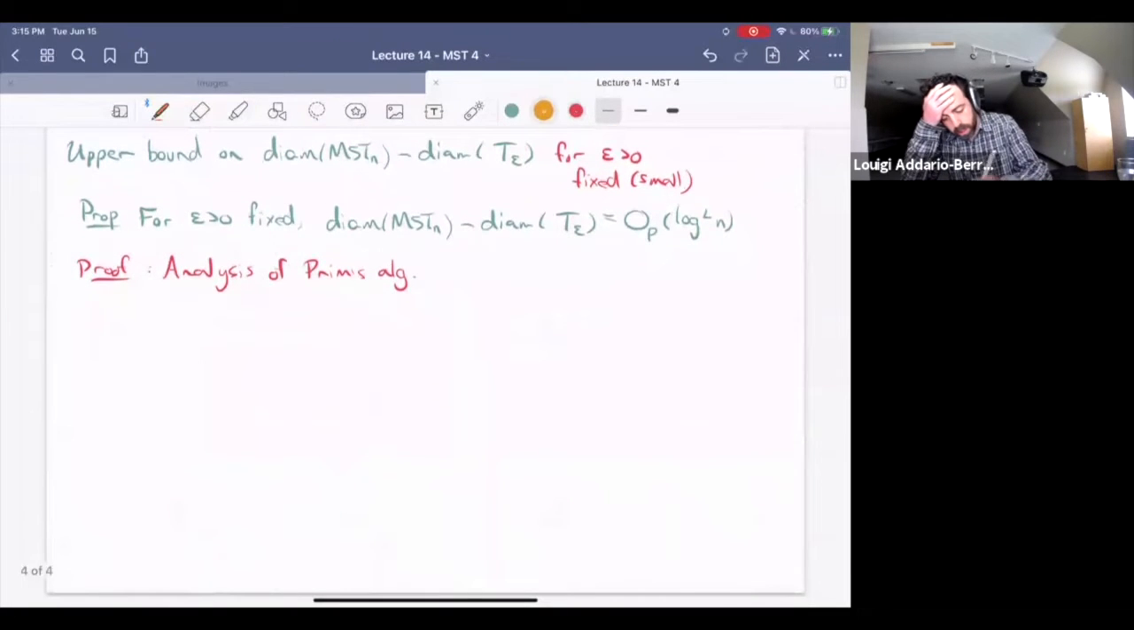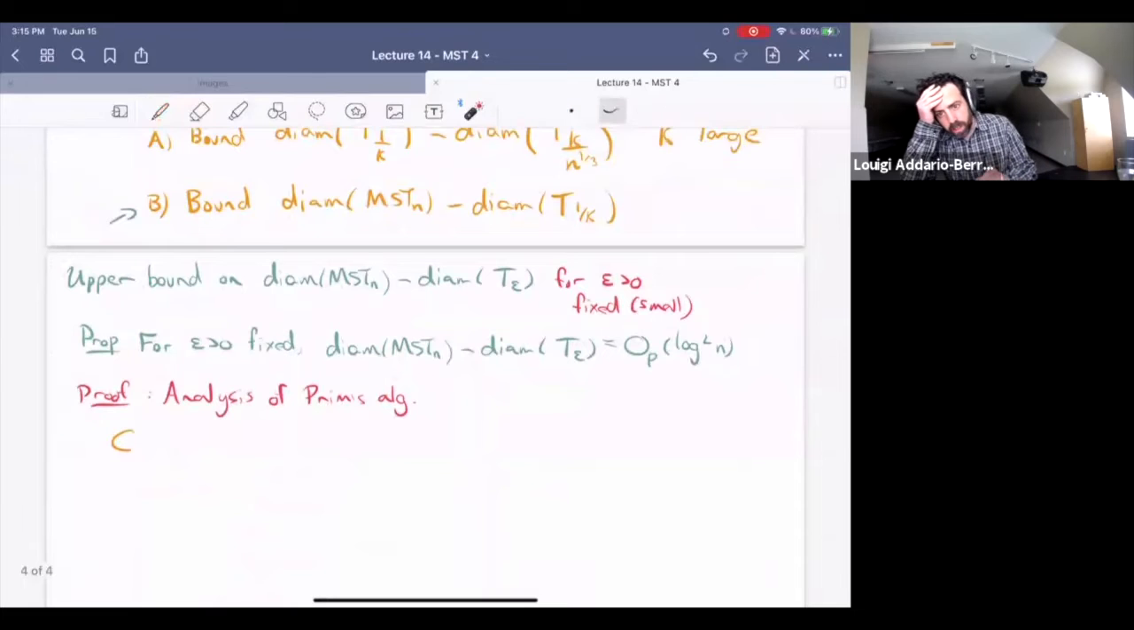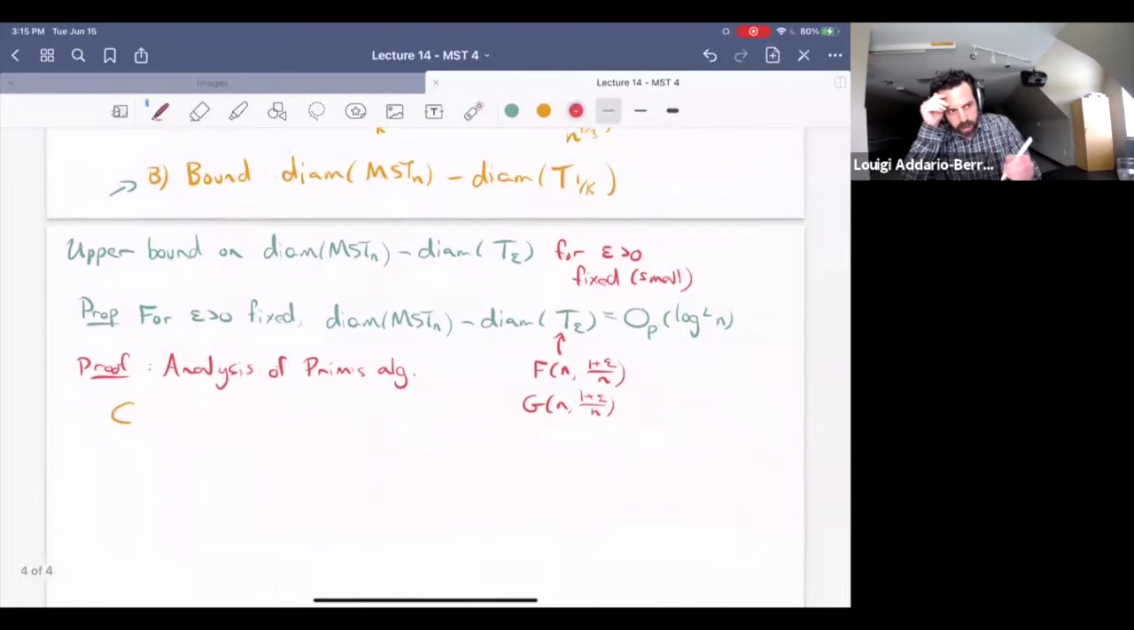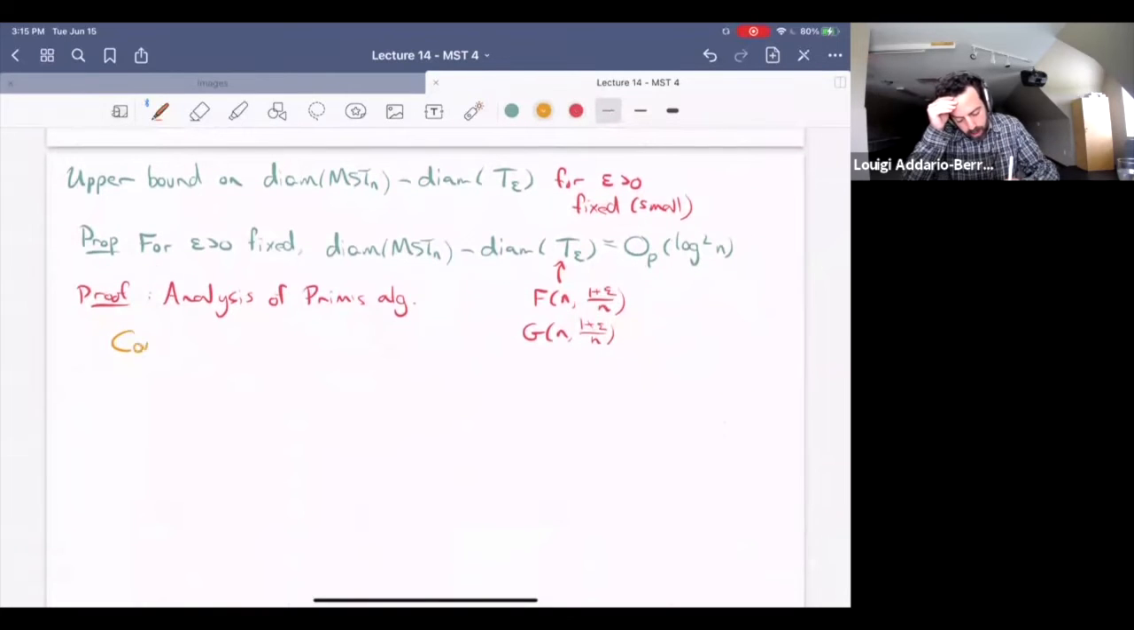I want to think about conditioning on the graph. I'm interested in understanding the diameter increase between time epsilon, where we're sitting in G(n, (1 plus epsilon)/n), and time 1. So I want to condition on the structure at this time and do my analysis conditional on that structure. So we're going to condition on G(n, (1 plus epsilon)/n), and then run Prim's algorithm from an arbitrary starting vertex.